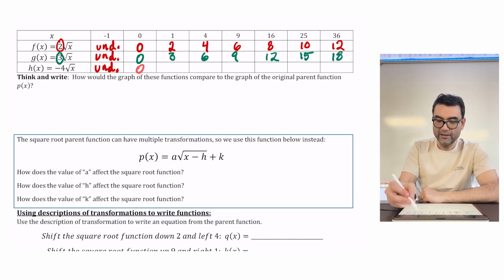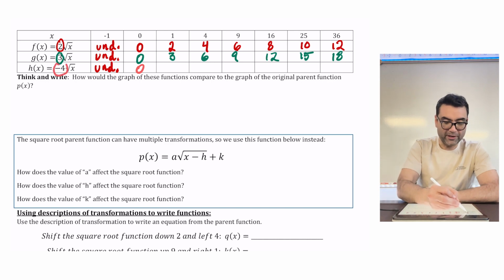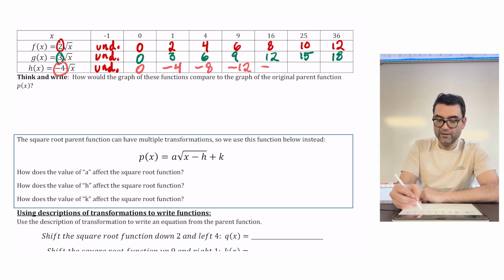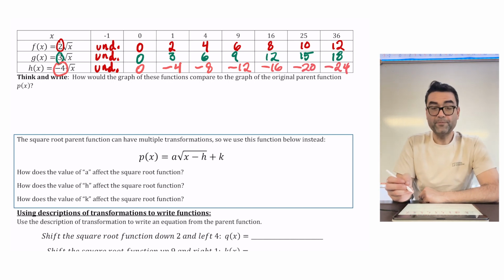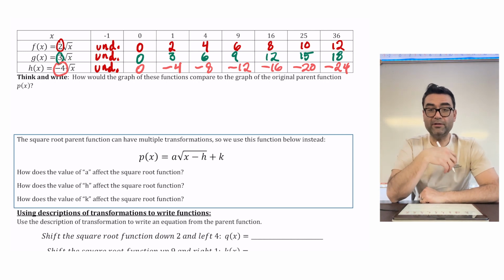And lastly, the last one has us multiply by a factor of -4. So we multiply those same numbers by -4. So we're just going to look at multiples of 4 going negative. And I would leave it for you to use a graphing utility or go ahead and sketch these graphs.